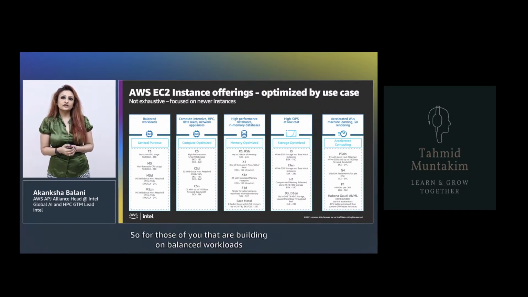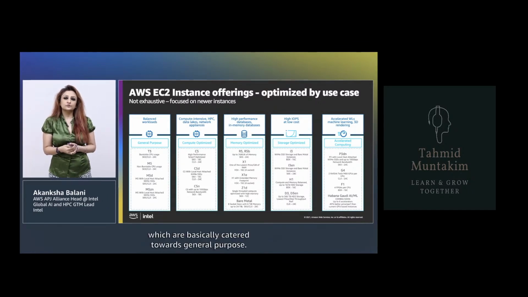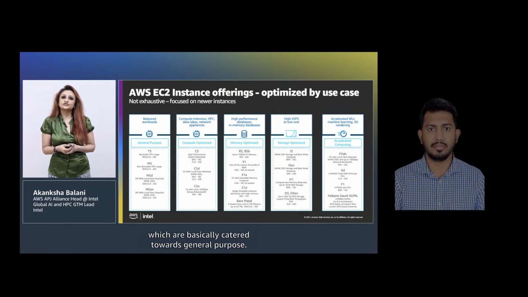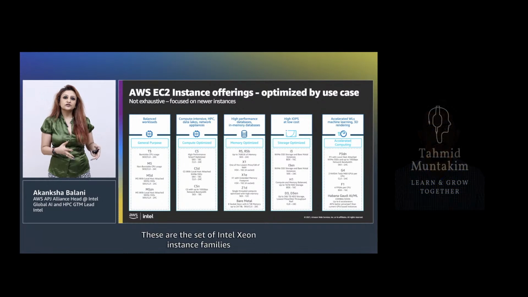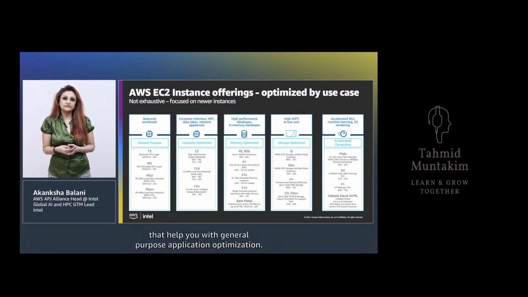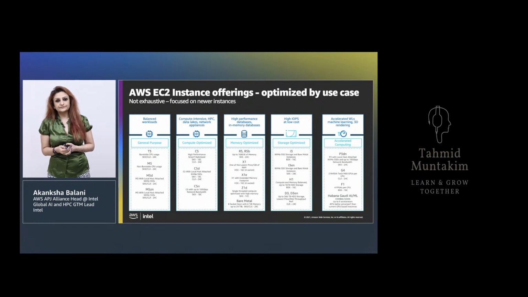So for those of you that are building on balanced workloads, which are basically catered towards general purpose, you can use the T3s, the M5s, the M5Ds, as well as the M5ZNs. These are the set of Intel Xeon instance families that help you with general purpose application optimization.